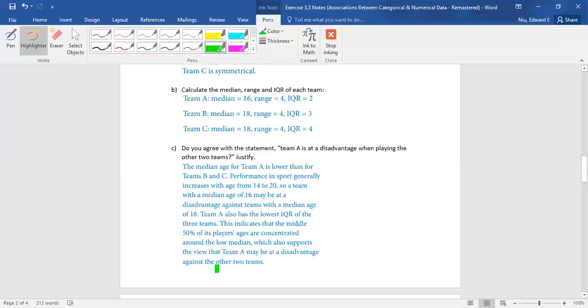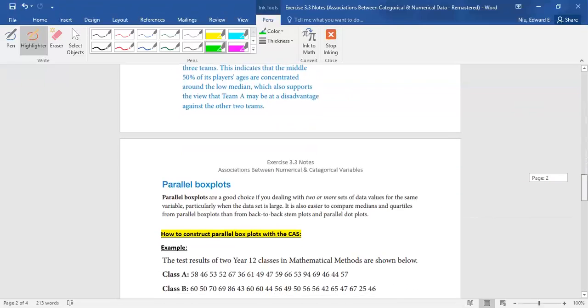So interquartile range just says your spread. So the middle 50%, not average, your 50% around the median is quite low too. So those 2 things combined, the low median and the lowest IQR spread, cause a disadvantage in a sporting context.